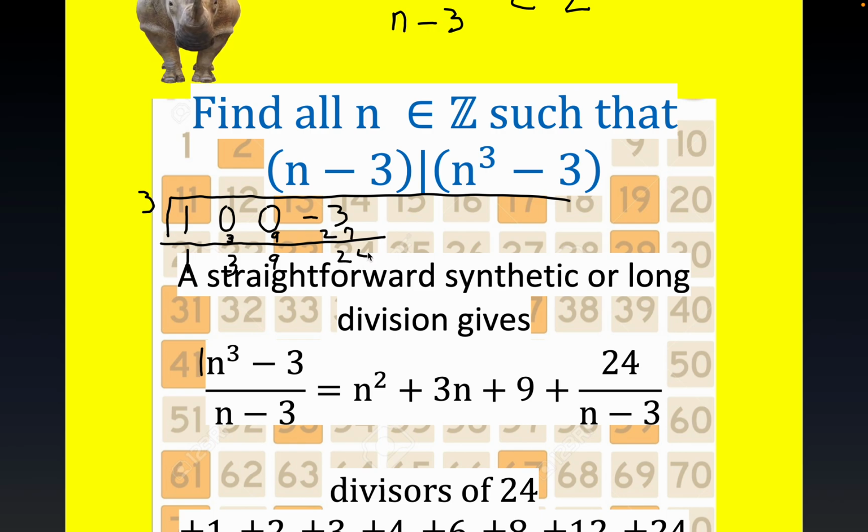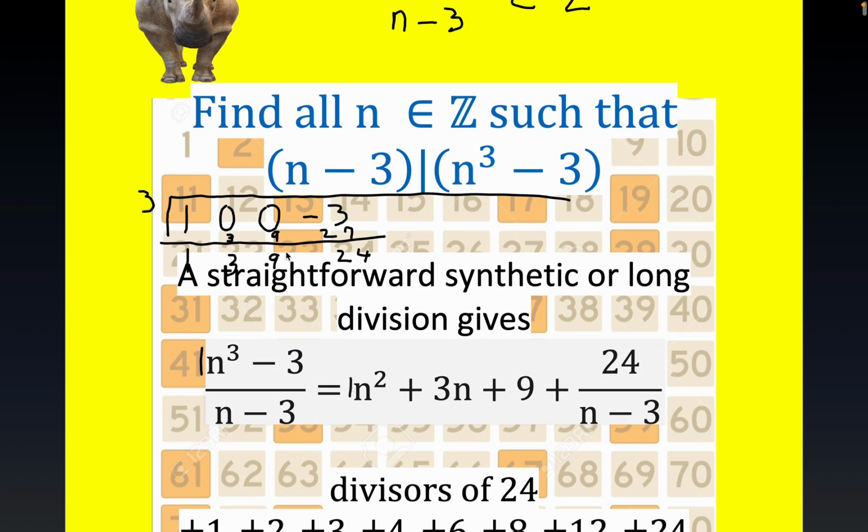Okay? And you can see exactly where everything comes from. This 1 that you see right here would be the coefficient of n squared. This 3 is the coefficient of the linear term. And then 9 is the constant term. And then you have this remainder, which is written over the divisor. This 24 is this 24 you see right here.